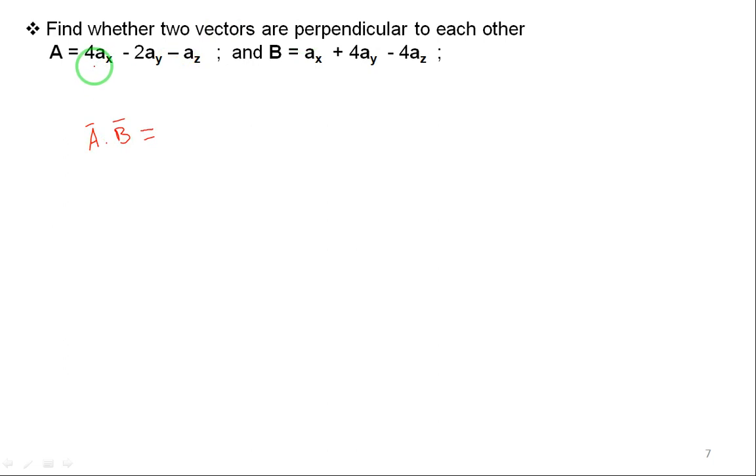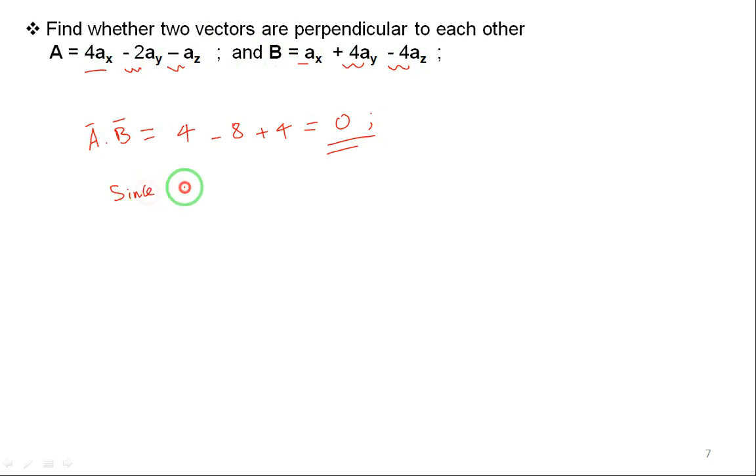So components of x, y, z. 4 into 1 is 4. Then second component, minus 2 into 4, so minus 8. Then the third component, minus 1 into 4, so minus 4. So 4 minus 8 plus 4, I am getting the dot product as 0. Since the dot product is 0, we have to write the explanation: since the dot product is 0, the two vectors are mutually perpendicular to each other.